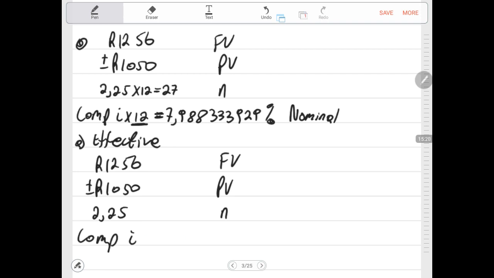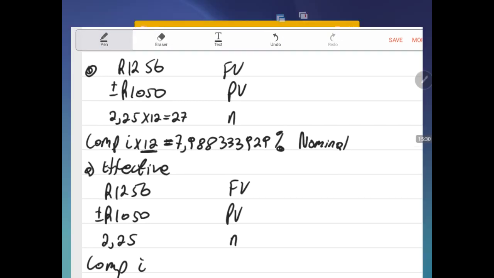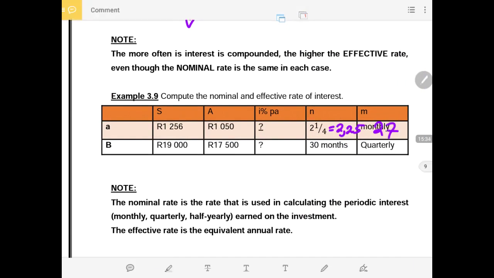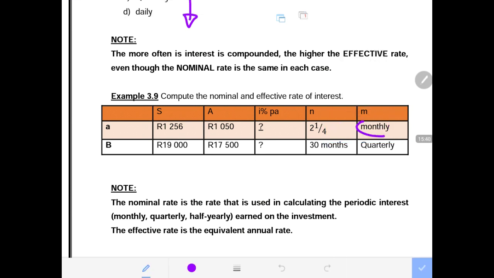our interest. Now the question is, why, Andile, are you not multiplying here by 12? Remember, if I multiply by 12, what is 12? 12 is the number of compounds in a year. It is compounded monthly. I cannot multiply by 12.